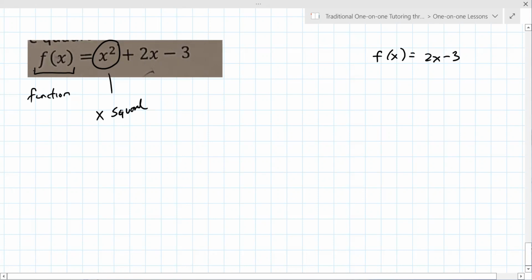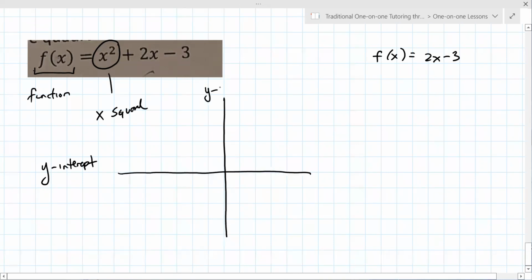All right, so there are all these characteristics of a quadratic that you may need to know. One of them is to determine the y-intercept. So the y-intercept graphically is where it crosses the y-axis. Here's a point on the y-axis, 0, 1. Here's another point on the y-axis, 0, 2. Here's another point on the y-axis, 0, -1.